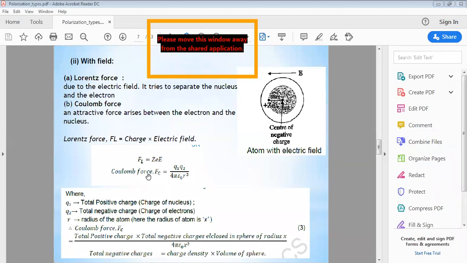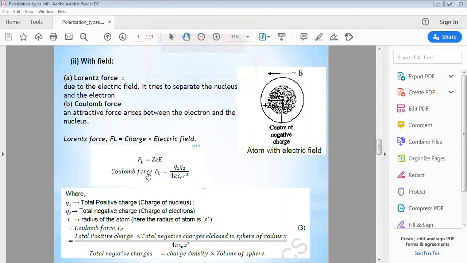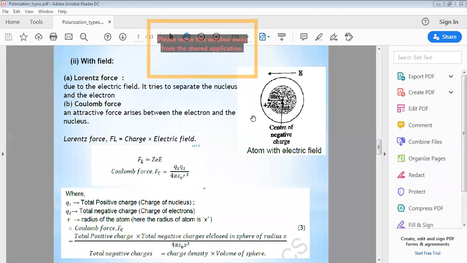Okay. The Coulomb force is directly proportional to the product of the charges and inversely proportional to the square of the distance between them. The distance R is the distance of separation between your nucleus and the electron cloud. So that you should remember here. And 4 pi epsilon naught is a constant.